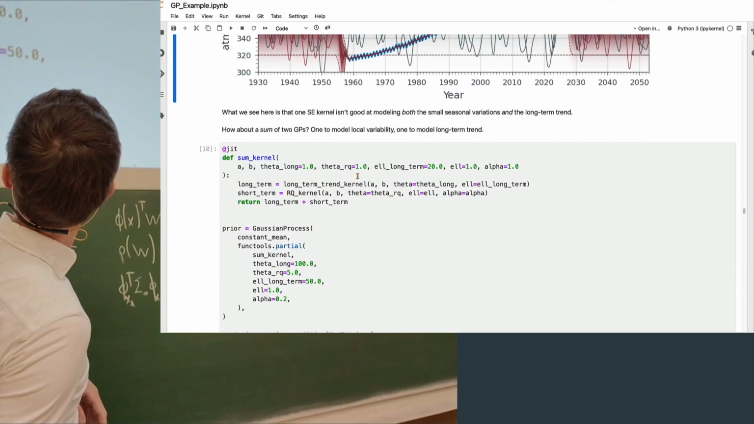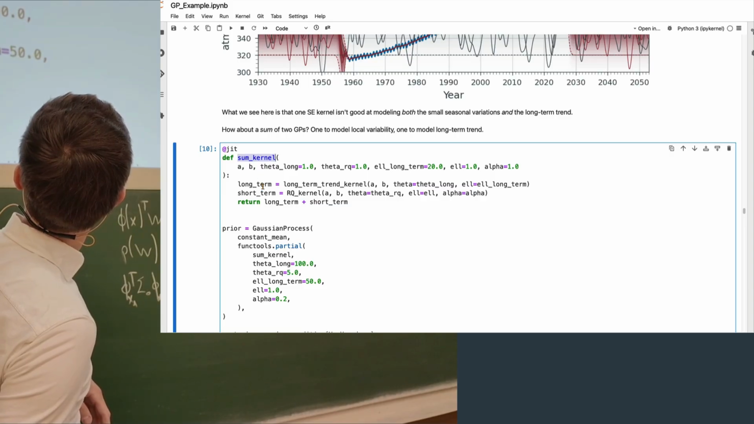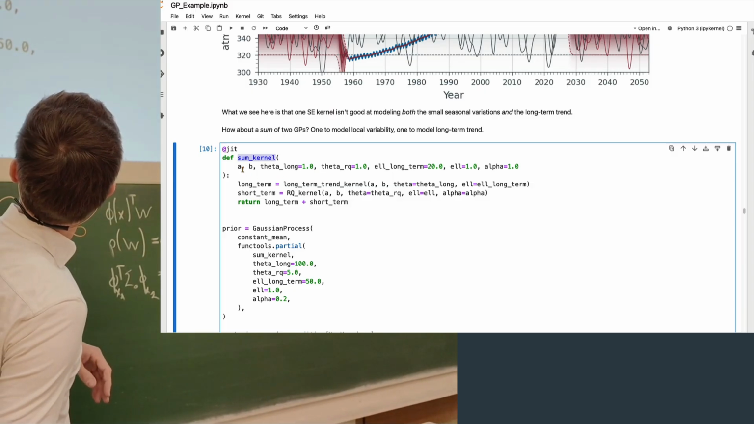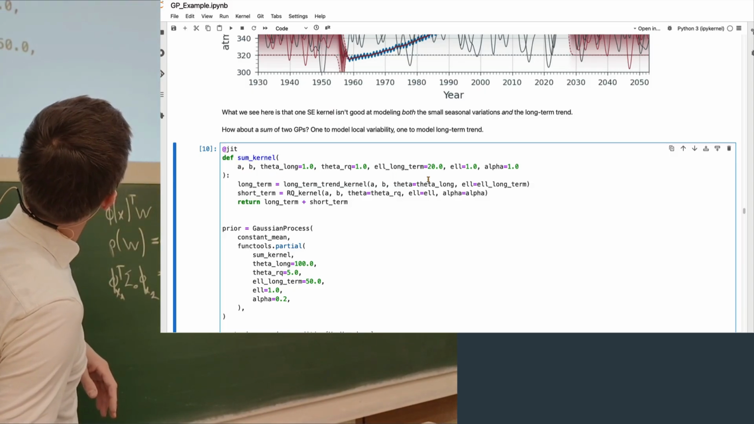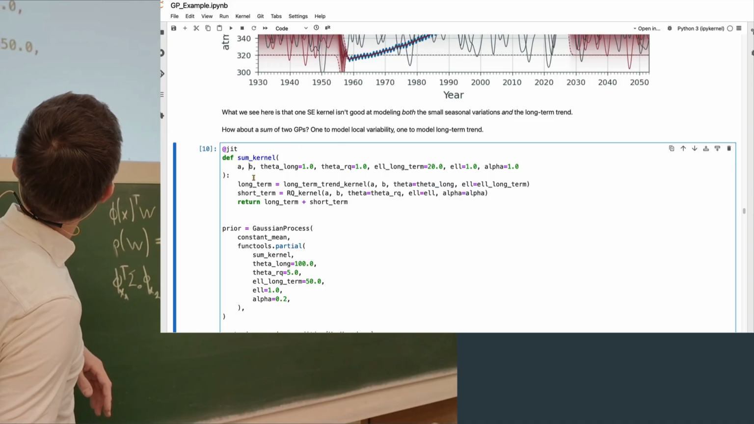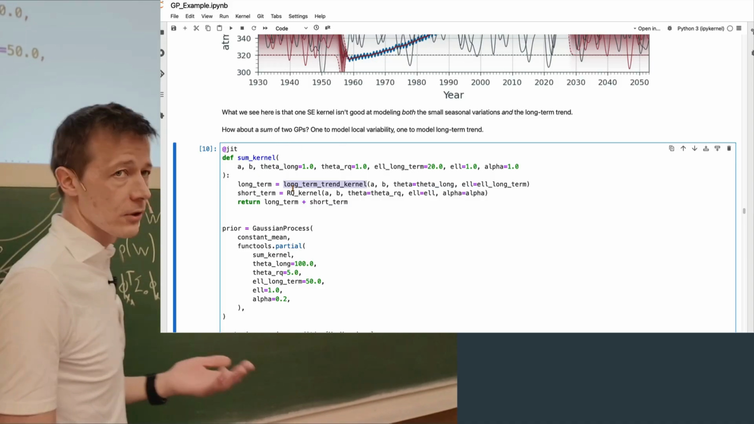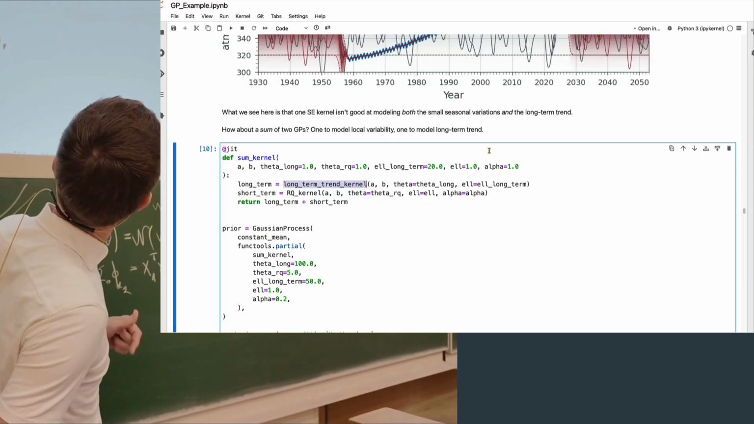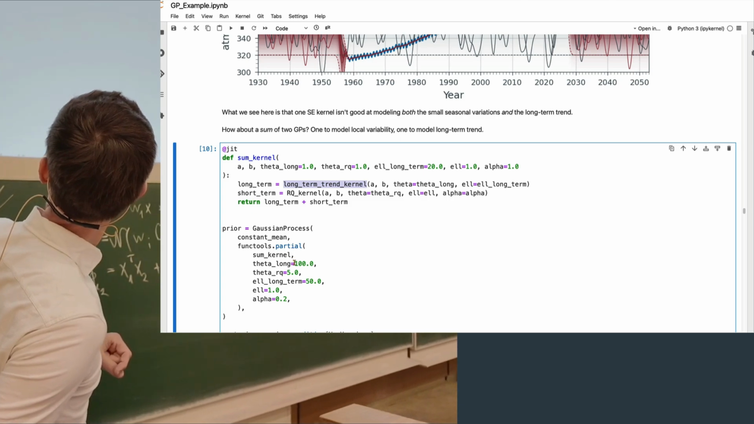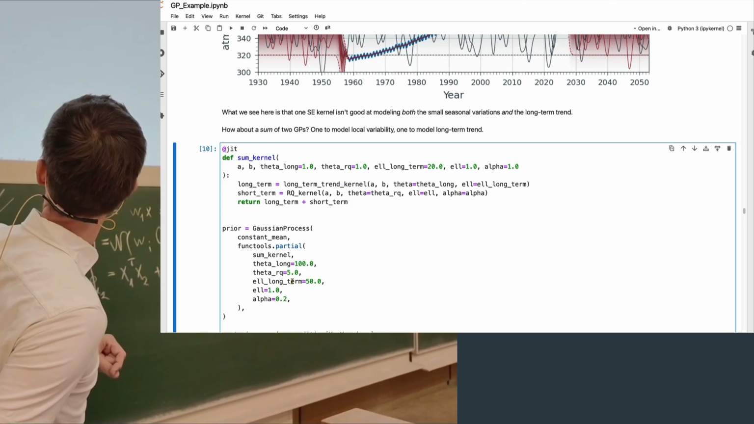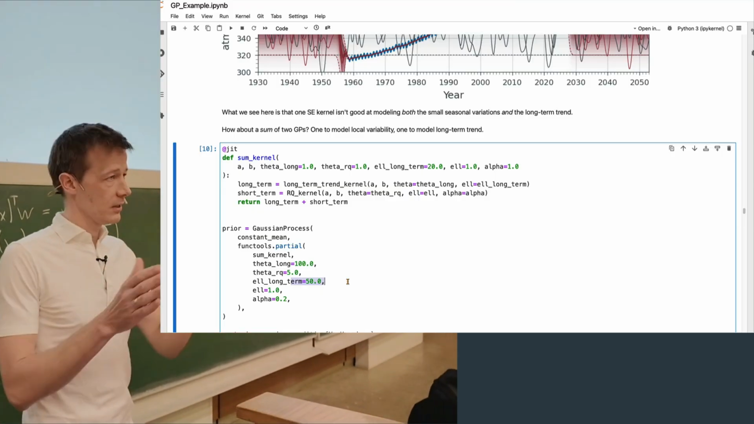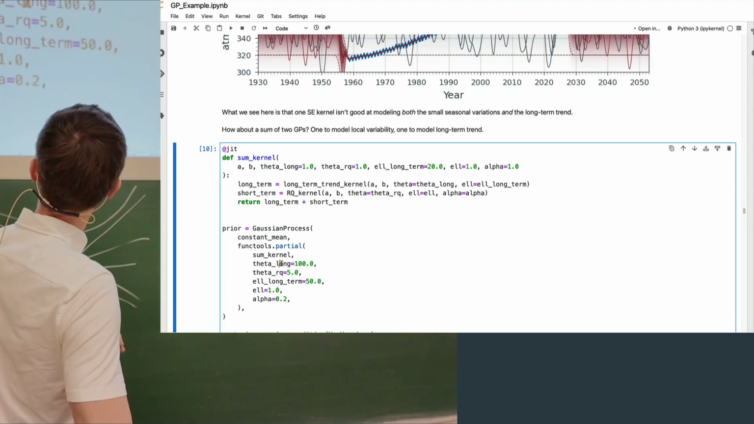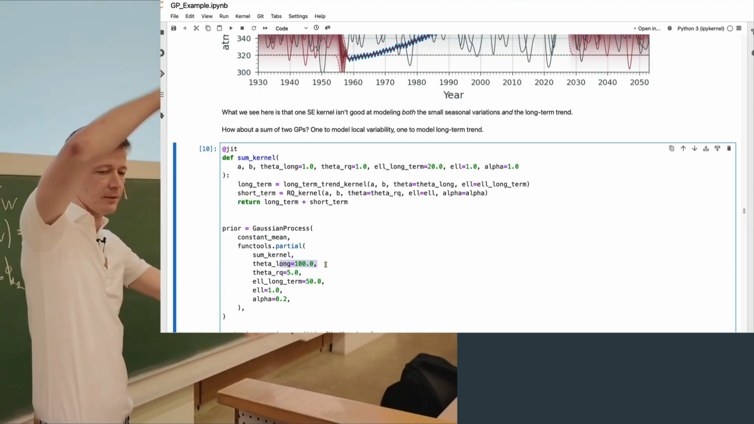So what we're going to do is we're going to build a sum now, a sum of two terms. So we'll build a new kernel, a wrapper around our kernels, that takes in the inputs A and B, and then it uses a lot of different parameters to build two different kernels. A long-term trend kernel, our square exponential, with a length scale of, actually, I'm going to set the length scale to 50 years. So I'm going to say that this smooth change has to happen over 50 years. And the output of that kernel will scale on 100 parts per million.